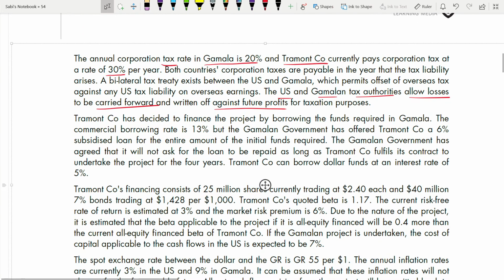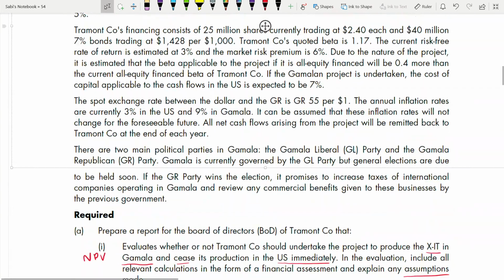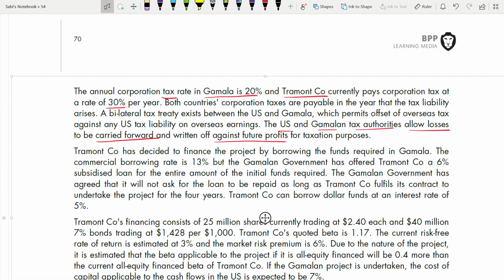Now, Tramont has decided to finance the project. How? By borrowing the funds required in Gamala. The commercial borrowing rate is 13%, but the Gamalian government has offered Tramont a 6% subsidized loan. So it looks like adjusted present value also comes in here, because of that word, subsidized loan.